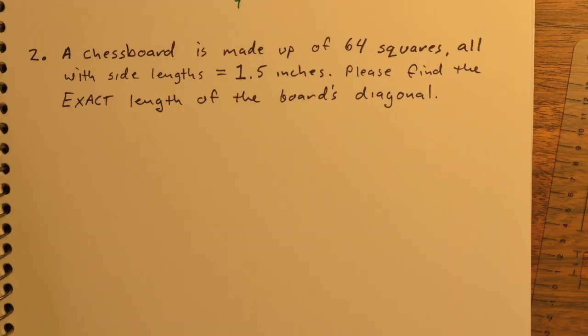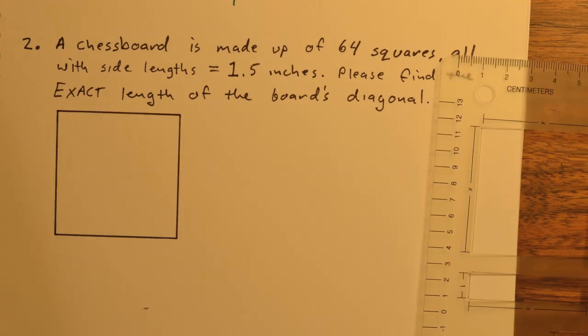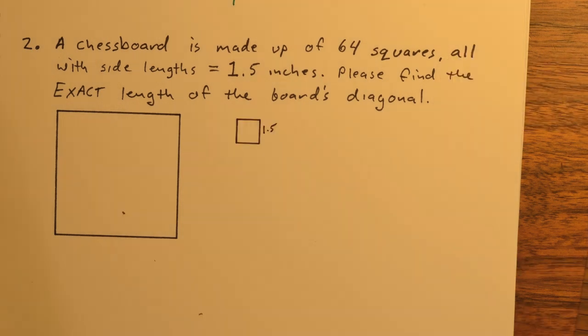Here we have a chessboard. A chessboard is made up of 64 squares. All, let's say, the side lengths are 1.5 inches long. Find the exact length of the chessboard's diagonal. Well, a chessboard is a square made up of 64 squares. If each of those squares is 1.5 inches in side length, that means in our 8 by 8 grid, the side lengths are 12 inches long.